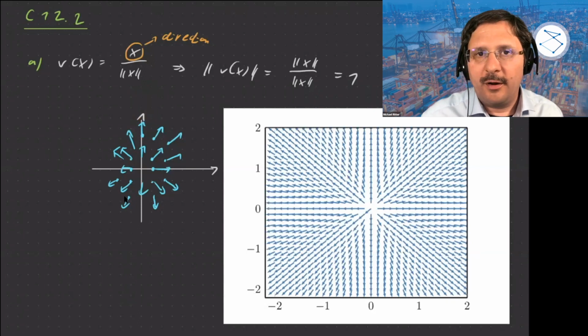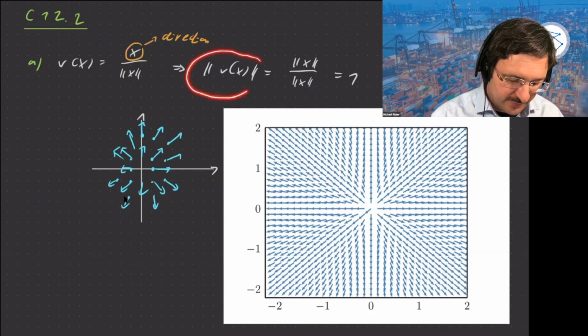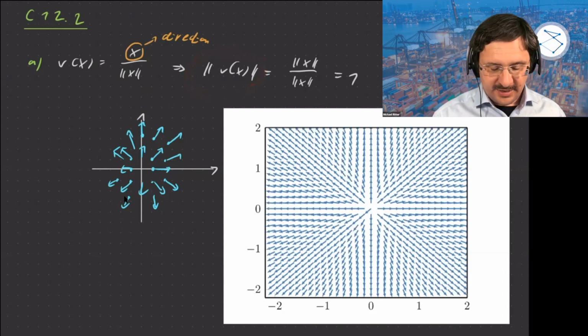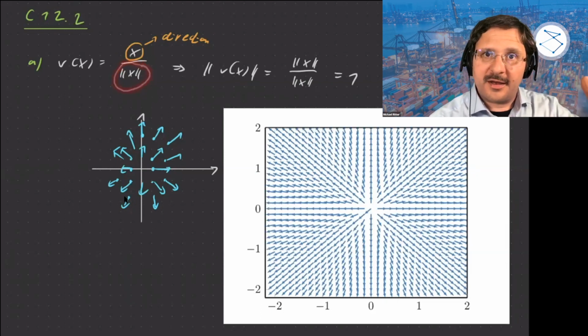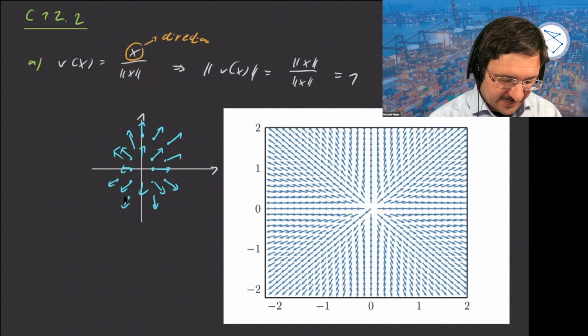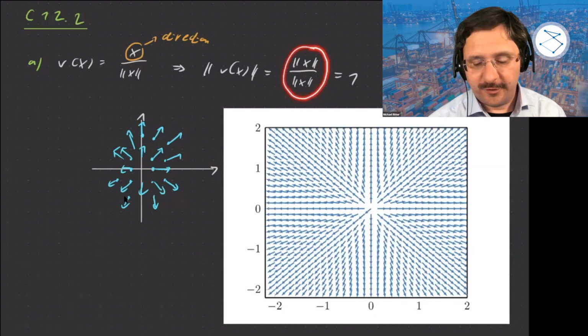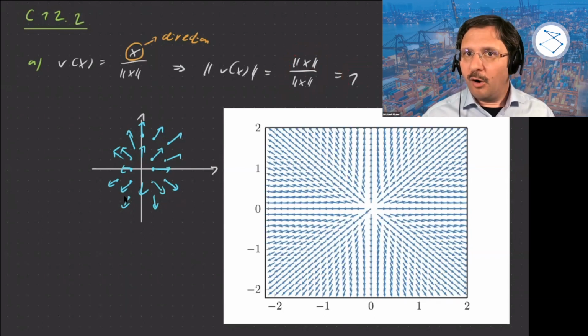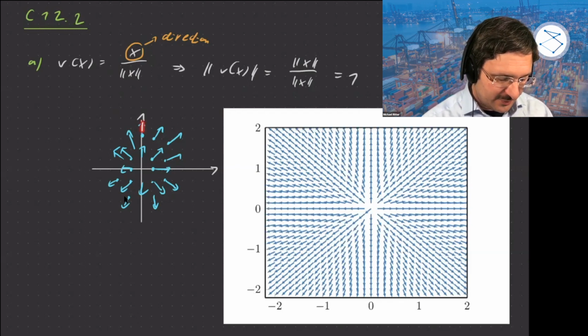And now, of course, I also want to know how long that vector is going to be. And I can just find out by computing the norm of v of x. The norm of this expression here, this is just a scalar, a real number. So I can take that out of the norm. And that leaves me with just the norm of x itself. So in the end, I get norm of x divided by norm of x, and that's 1. So all vectors in that field have the same length, and it doesn't depend on the point. It's always 1. And that means I have my direction. I know in which direction the vectors are pointing, and now I know they are all length 1. So this will look like that.